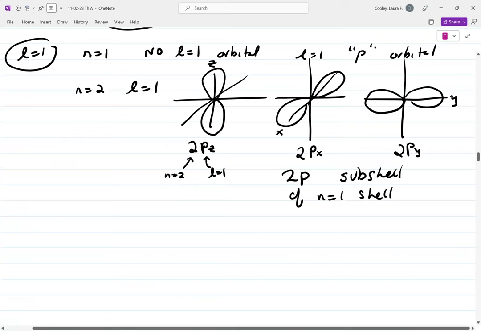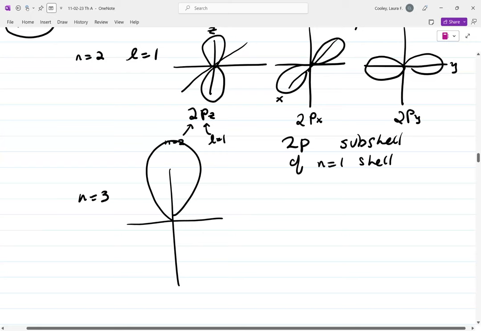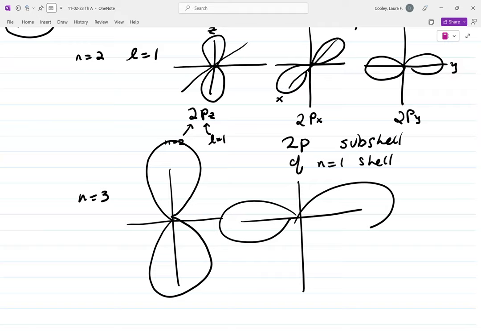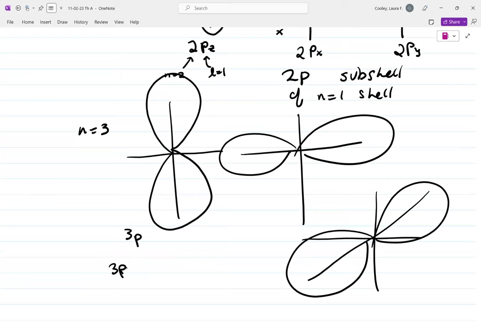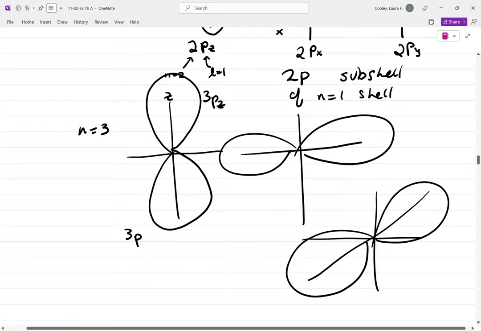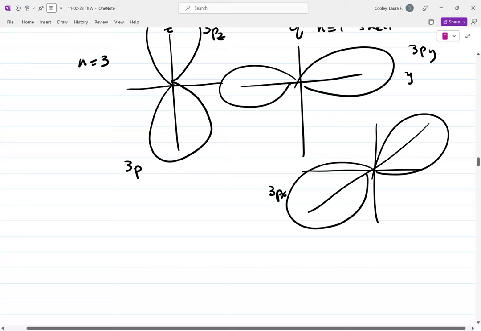Now, for n equals three, we also have three p orbitals, but they're bigger. As you go up, all the orbitals increase in size. So this would be 3px, 3py, and 3pz. Z is always pointing up. It's not that important to know which is which. So you can see you have larger orbitals because it's the n equals three shell. They're further from the nucleus.